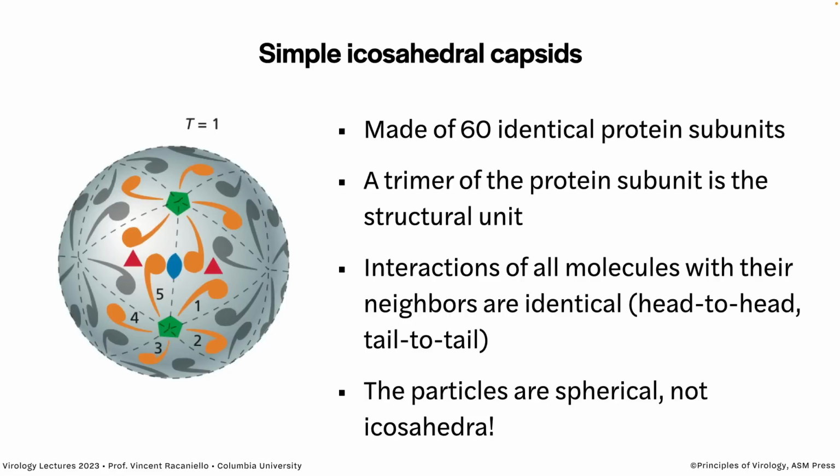And these proteins all interact in the same way. The interactions are identical, head to head, tail to tail, right? So that is where these identical interactions come from. Wherever you go in the particle, the proteins are interacting in a similar way. The protein, by the way, is the comma. So these, again, are spherical. They're not icosahedra. They're typically spherical particles, but icosahedral is the kind of symmetry with which the proteins are arranged.